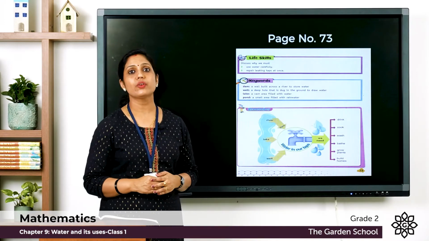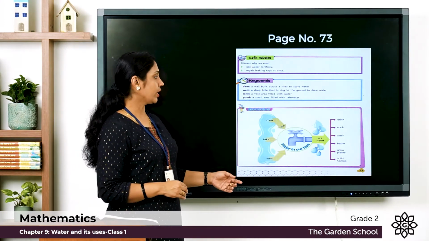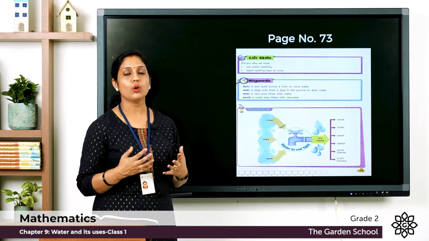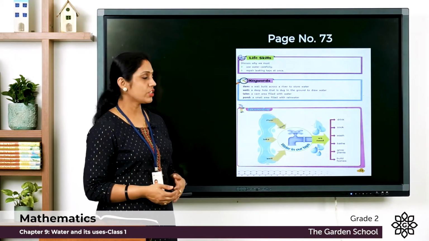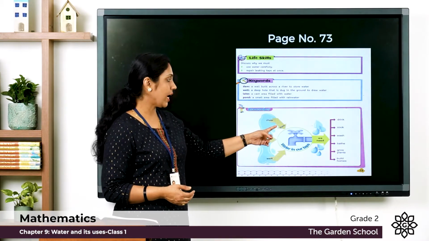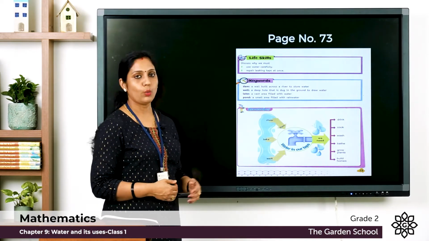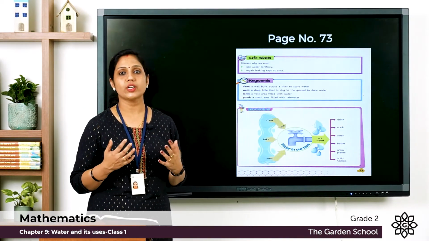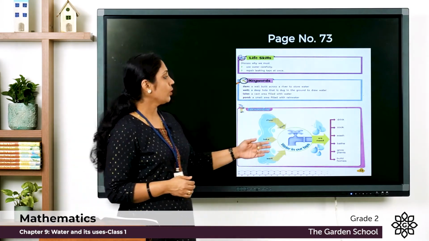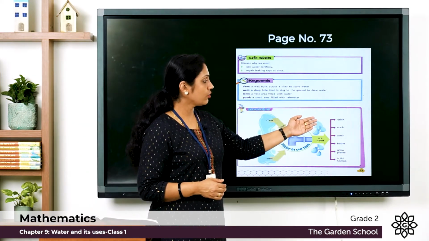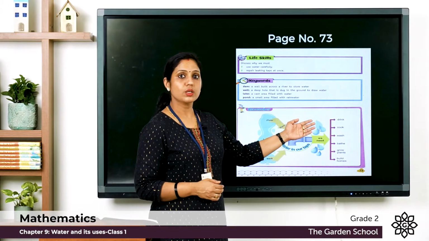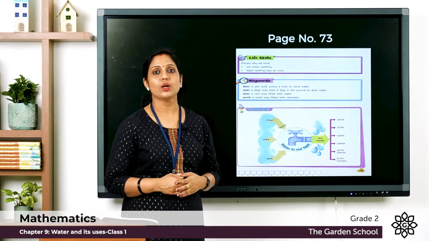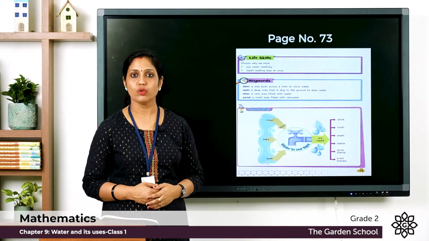Next, let's move on to remember. So here you can see river, dam, lake, well. So how does water reach our taps? Water reaches us either from rivers or from dams, from lakes and from wells. And once it reaches our taps, we have different uses for water. What are they? We can use water for drinking, cooking, washing clothes, washing utensils, for bathing, for growing plants and to build homes. So these are the different uses of water.